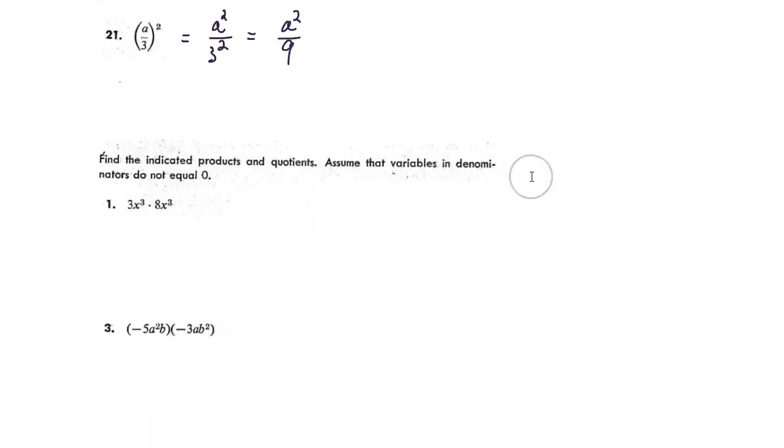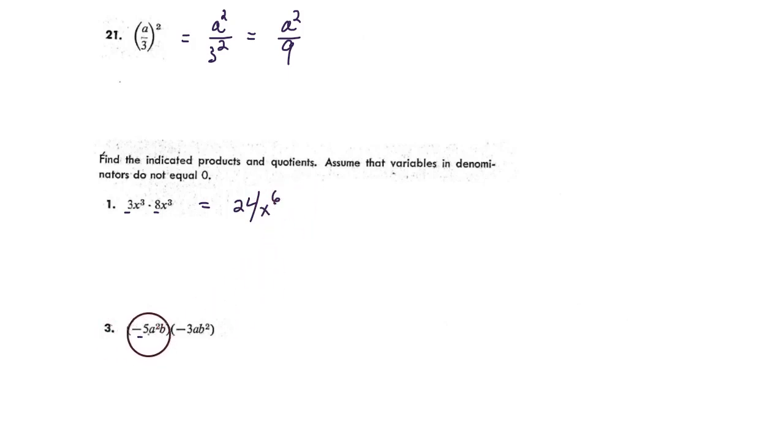Next, do the products and quotients. So this time we're just adding more numbers in there to make the problems harder. Do your regular coefficients first. 3 times 8, that's 24. Then follow your variable rules. Write the variable and add the exponents.